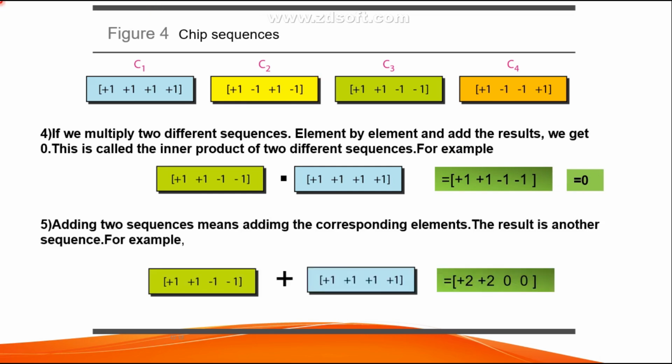And last, fifth property: adding two sequences means adding the corresponding elements, and the result is another sequence. You can see it over here. We are going to add these two different sequences, each element with its corresponding element. Plus 1 plus 2, plus 1 plus 2, minus 1 plus 1 is 0, minus 1 plus 1 is 0. So another new sequence has been formed.